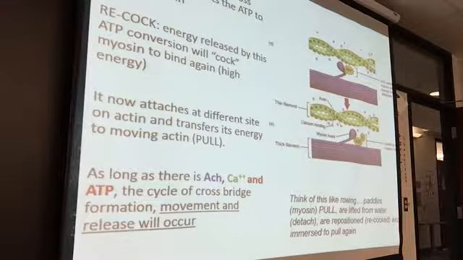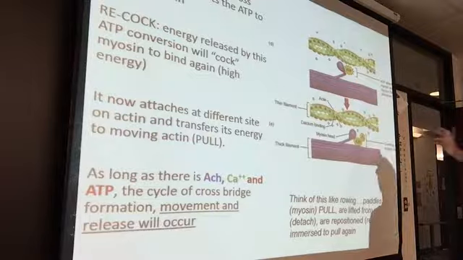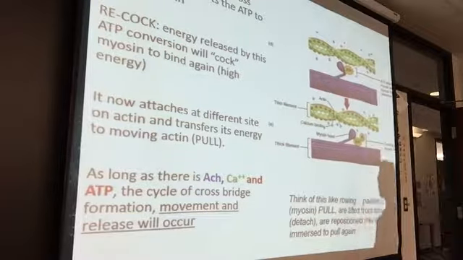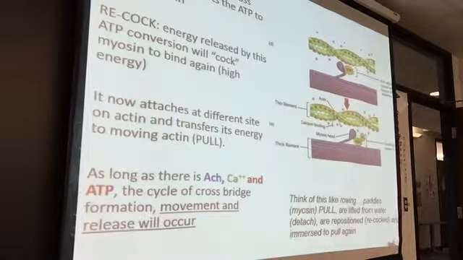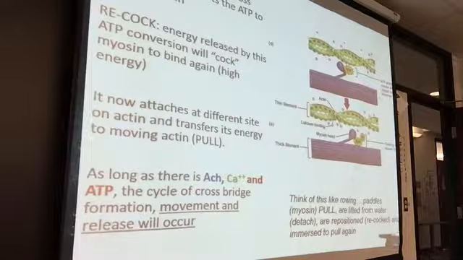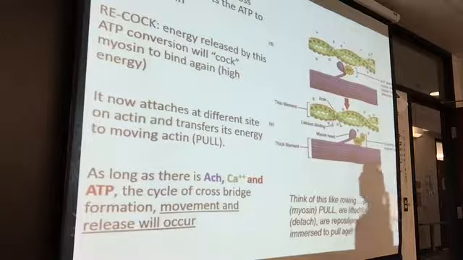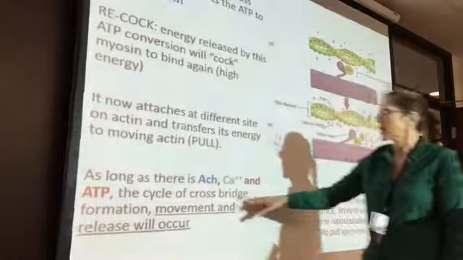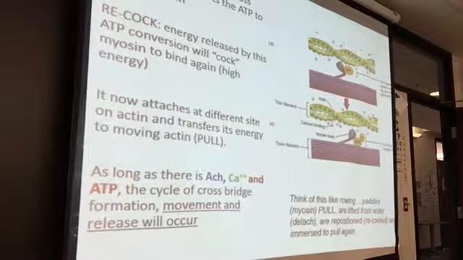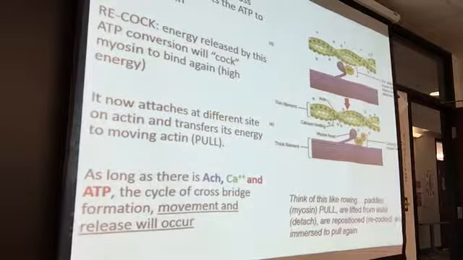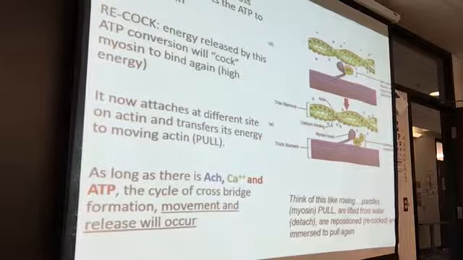It recocks; the energy released by this conversion will change it. So again, you're really talking about this movement. It now attaches at a different site, as we said, and this will move it. So as long as there's acetylcholine, calcium, and ATP, the cycle of cross bridge will occur. All right, so over and over again, I just have to have the right ingredients.